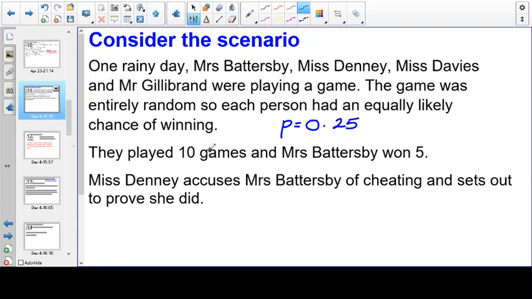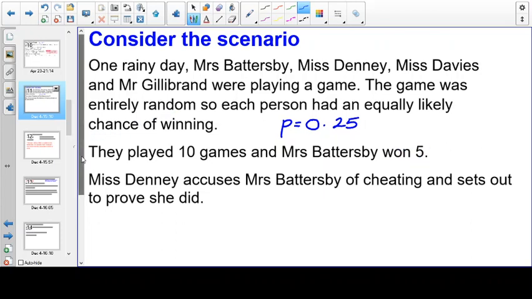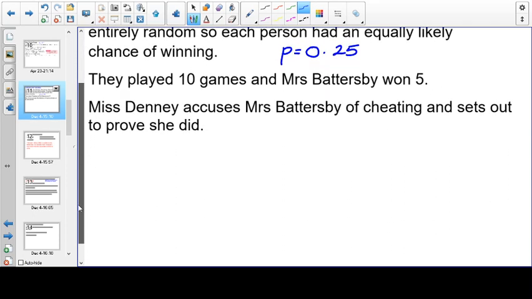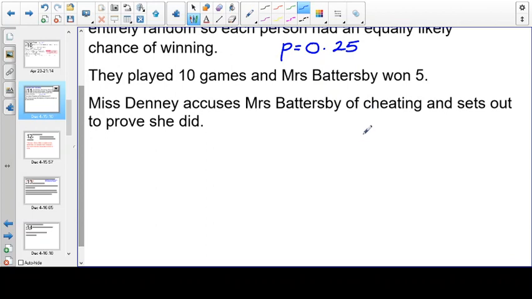They play 10 games, and Mrs. Battersby, that's me, won 5. Miss Denny thinks that I've won too many and accuses me of cheating and sets out to prove that she did. So first of all, why does Miss Denny think that I've cheated? Well, we can work out the expected outcome.